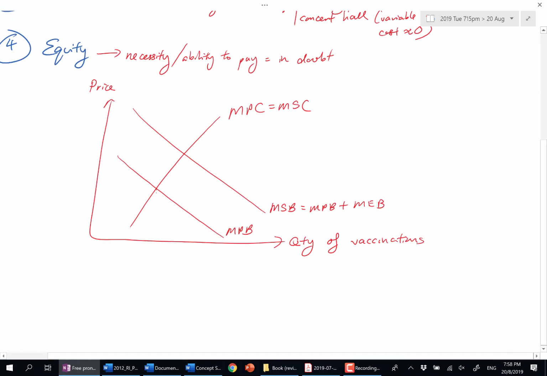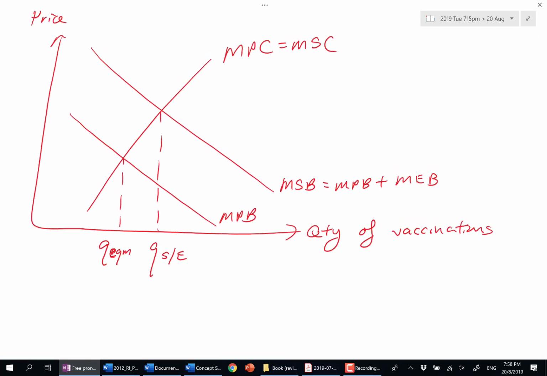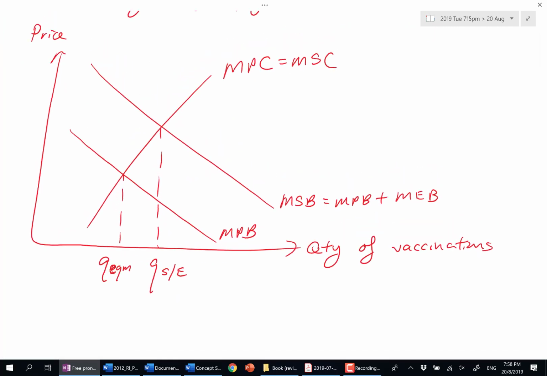If you look at this case, this is my Q equilibrium. This is my Q socially efficient. Okay? So by right, I only needed to subsidize until here. Yes? Now don't include this line, I'm just showing you. Okay? What happens if I do free provision?